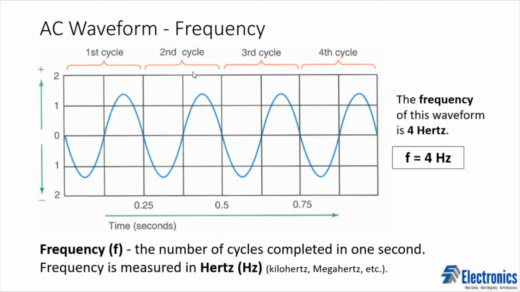Hopefully that makes sense. There's 4 cycles in 1 second. That's how we figured out what that frequency was. That's how we know that this waveform is 4 hertz.